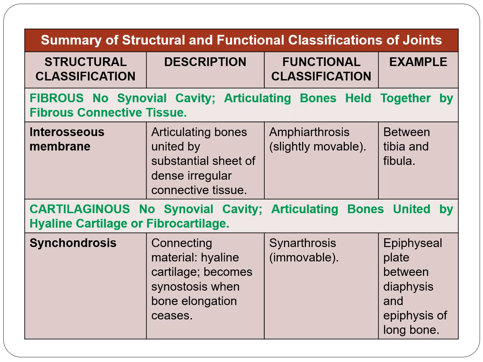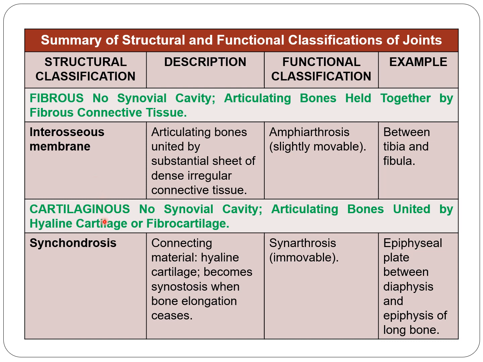The next type of fibrous joint is interosseous membrane. Here, the articulating bones are united by a substantial sheet of dense irregular connective tissue. And they are also amphiarthrosis, that is slightly movable. Example of interosseous membrane is between tibia and fibula. So interosseous membrane is also a fibrous joint, remember.